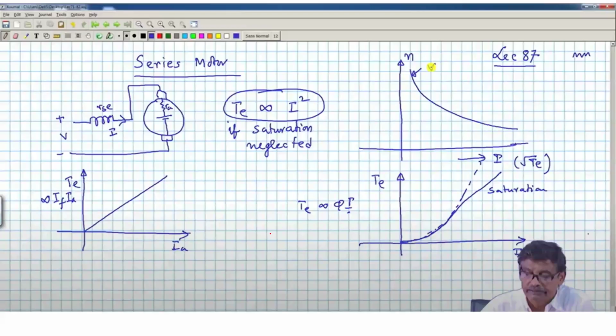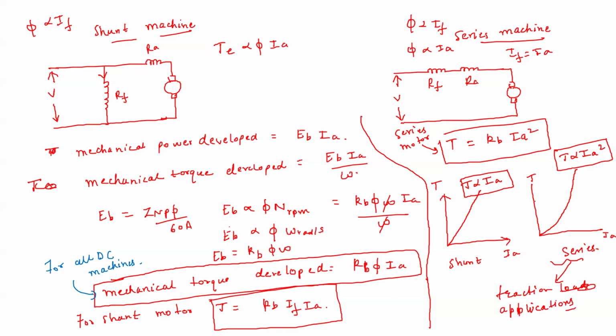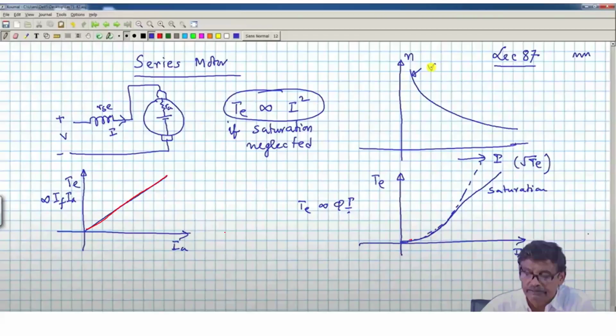So here also the sir has discussed the same thing. If you see, torque is linearly related in the case of the shunt machine, whereas torque here is parabolic. Now let us take the case of saturation. So for a series motor, torque and IA are parabolic.